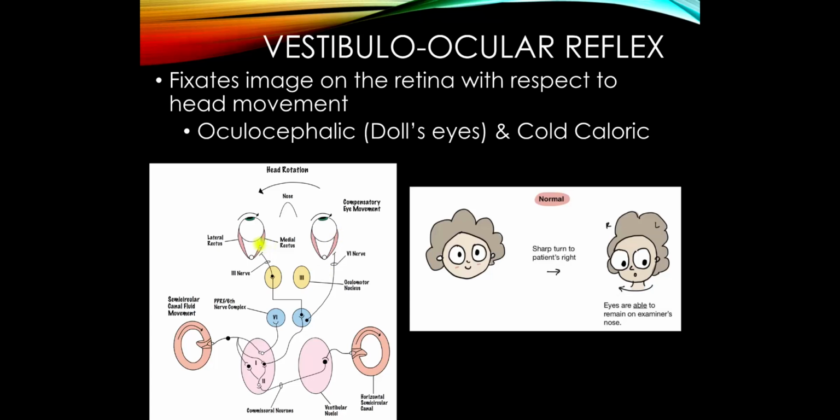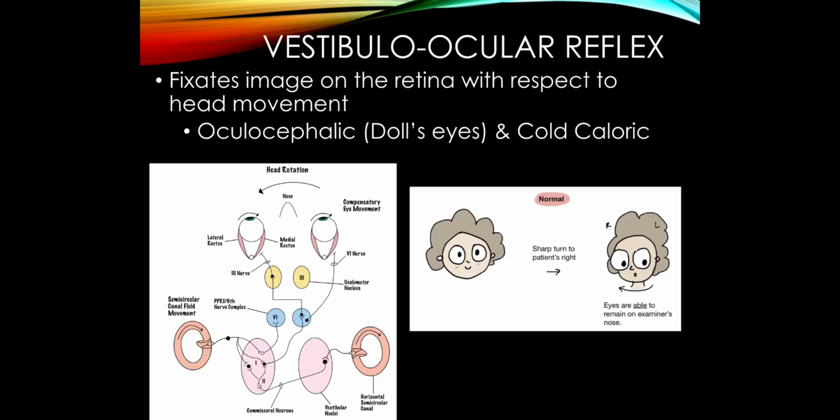And in the left eye, you need the third nerve and the medial rectus, which moves your left eye to the right. So again, you move your head to the left, fluid is moving in the semicircular canals, which through this complex mechanism activates these two appropriate eye muscles so that your eyes move to the right.